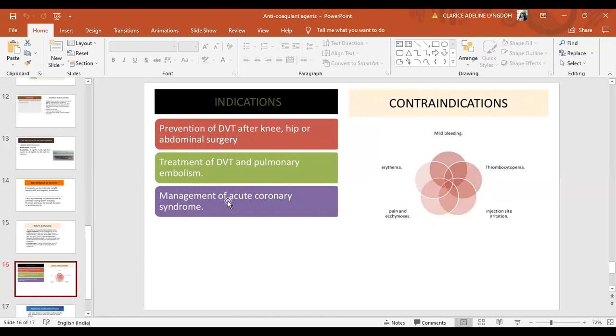And also if the patient is suffering from acute coronary syndrome. Okay, if there's any obstruction or blood clot in the coronary arteries, that will obstruct the oxygenated blood flow to the heart. So what are the contraindications? If the patient is having mild bleeding, thrombocytopenia, injection site irritation, hypersensitivity to the injection, pain, ecchymosis and erythema, then we should be very careful and we should try not to give injection enoxaparin if the patient is having these diseases, these signs and symptoms.